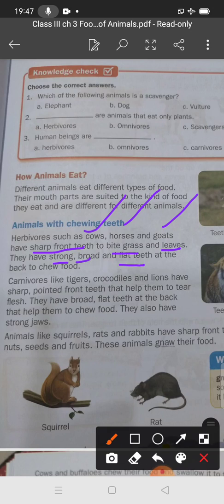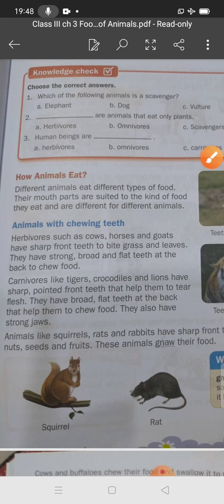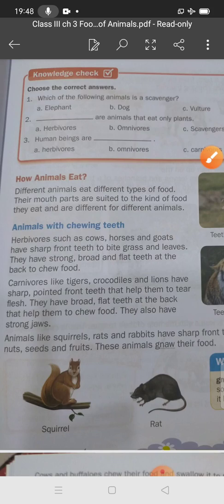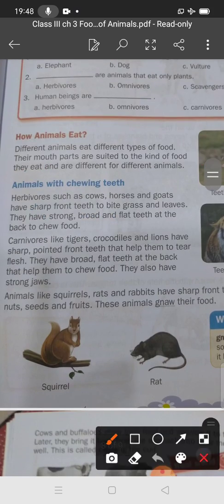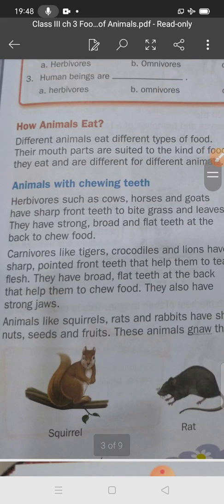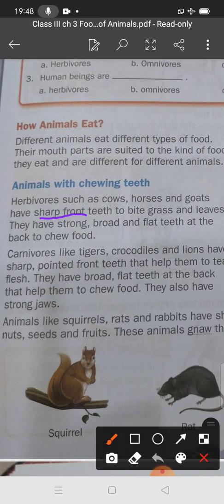You can say that they have two types of teeth. First of all, what is the function of these sharp front teeth in herbivores? What is the function of these sharp front teeth? Yes students, to bite grass and leaves.